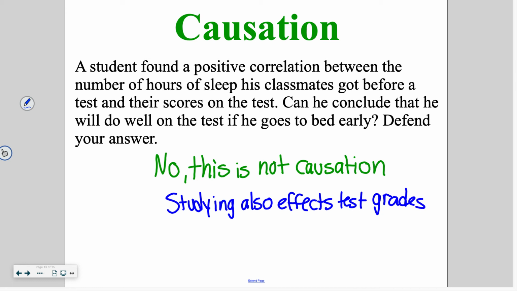Or what he eats might affect his test grade. Or who he sits next to might affect his test grade. Or the pencil that he uses might affect his test grade. Tests are more than just the number of hours you sleep. So you need to give some other logical reason that he might do well on the test other than him going to bed early. That is how you could defend your answer.